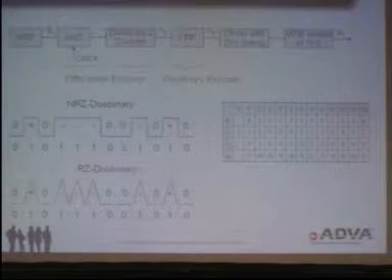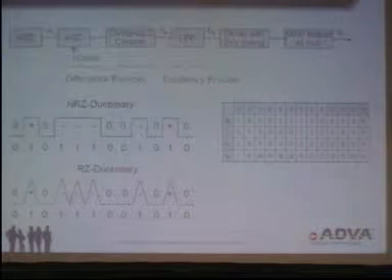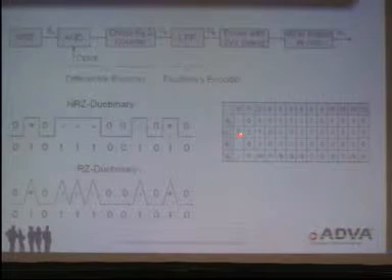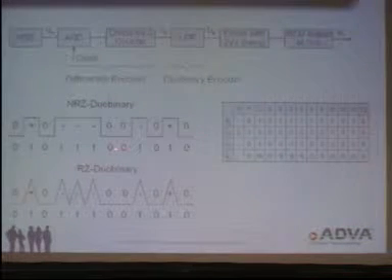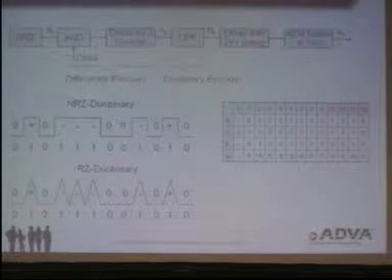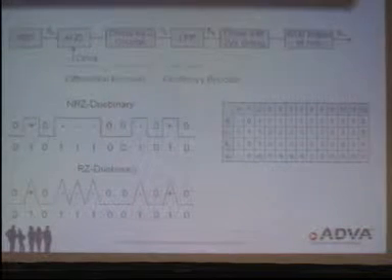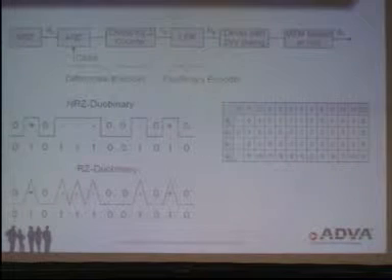Similar, but not exactly the same, with duo binary. It's simply another encoding scheme, and these are both the two possibilities for non-return to zero and return to zero.